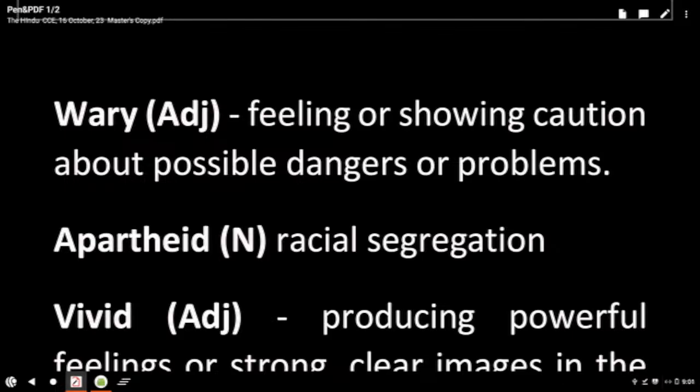Some of the words are very important. So I may go a little fast. So be alert. Whatever is useful, make a note. What is the very first word?